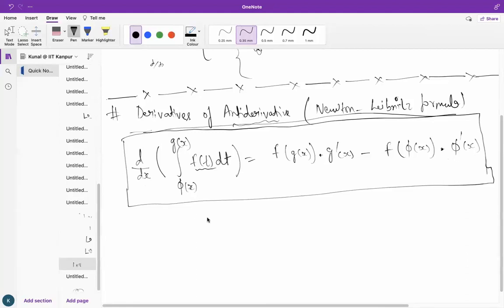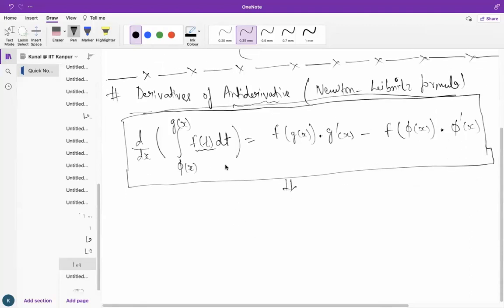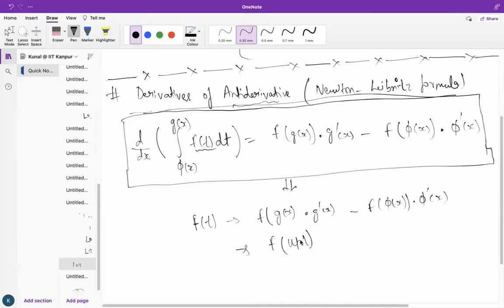Let me explain what is happening here in more depth. This is my function f(t), right? What I'm doing with it is substituting the upper limit, which is g(x), and differentiating it, and then I substitute the lower limit and differentiate the lower limit. That means we can also write it as f of the upper limit, where UPL represents the upper limit.